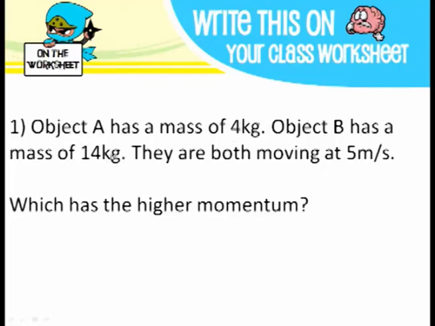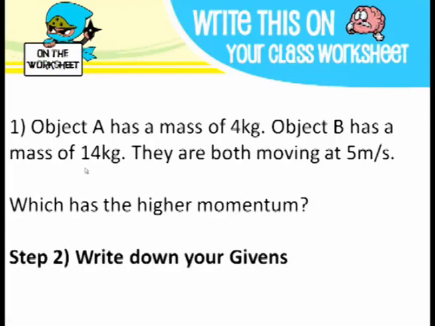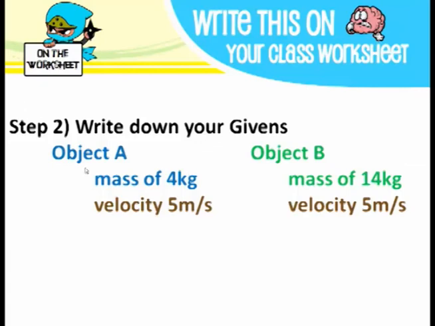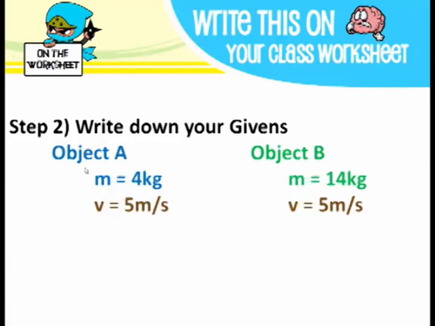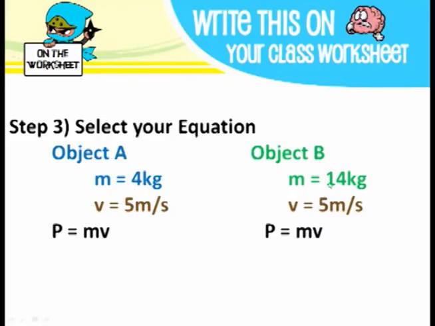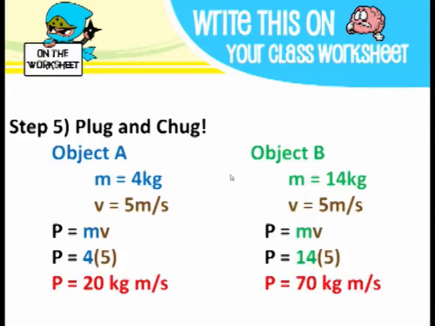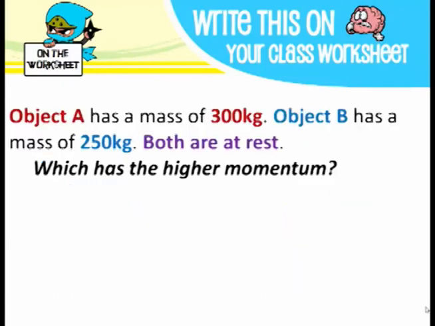Object B is going to be 14 times 5, which I think gives you 70 kilogram meters per second. And 70 is obviously higher than 20. So let's try these out. Again, we're just going to pop them in, mass times velocity, so we're just multiplying these two numbers, 4 times 5, and we'll get 20. And then we have 14 times 5, and we should get 70. And therefore, you can tell that object B has more momentum than object A.